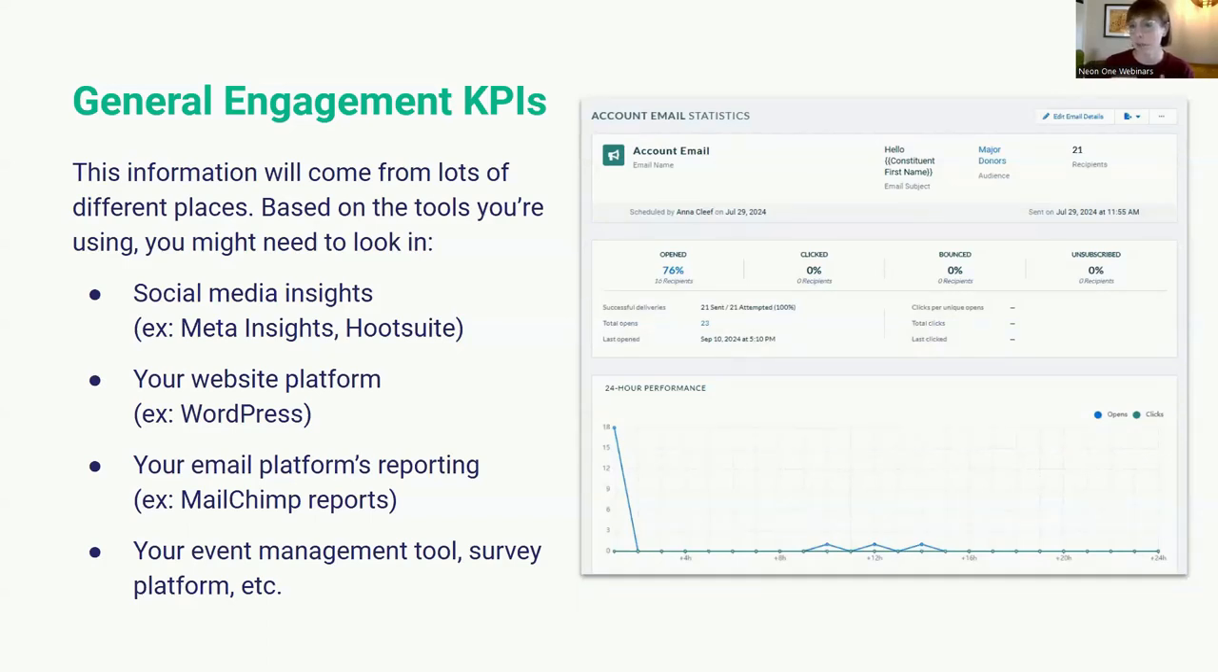If you're using something like Hootsuite or Sprout Social, you may be able to get all of your social media reporting in one place. But these KPIs are probably going to be in multiple different places. So where you go to get this information is really going to be dependent upon what you want to measure. I love that Brianna called this out. This is a perfect example of what I'm talking about.